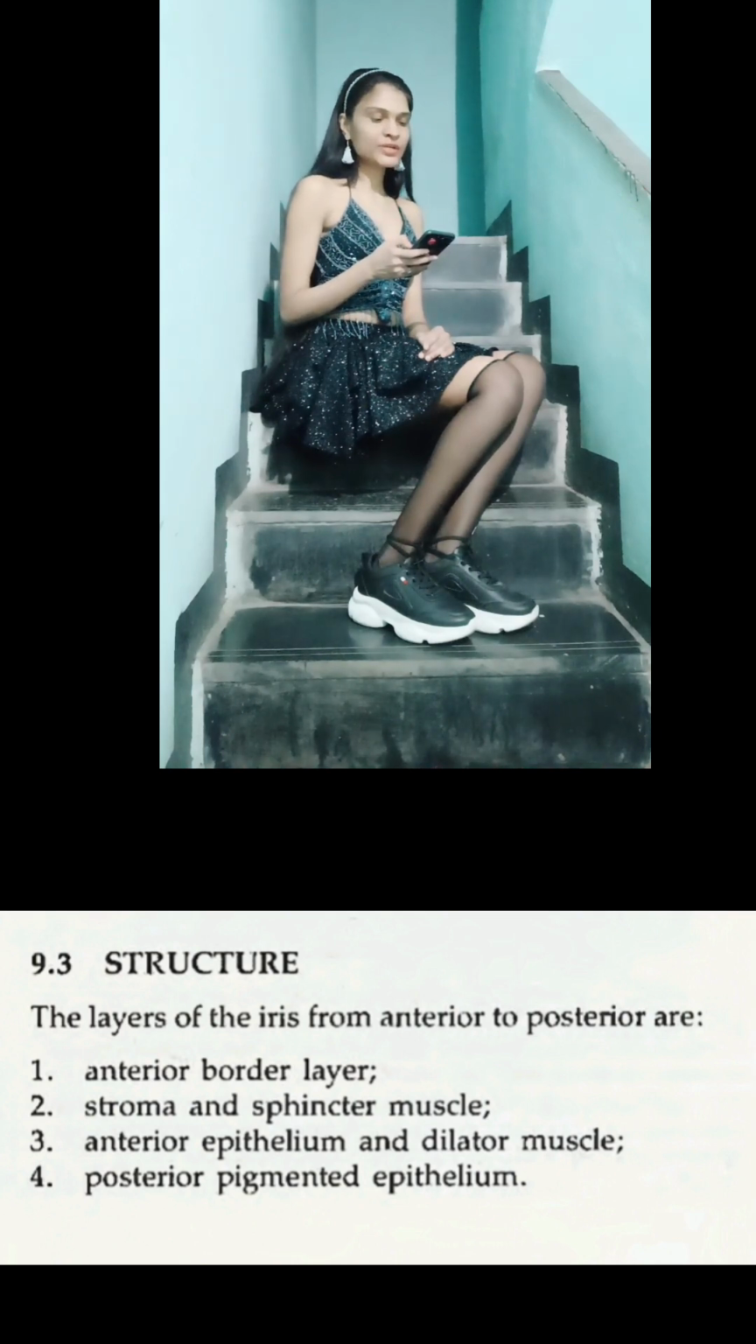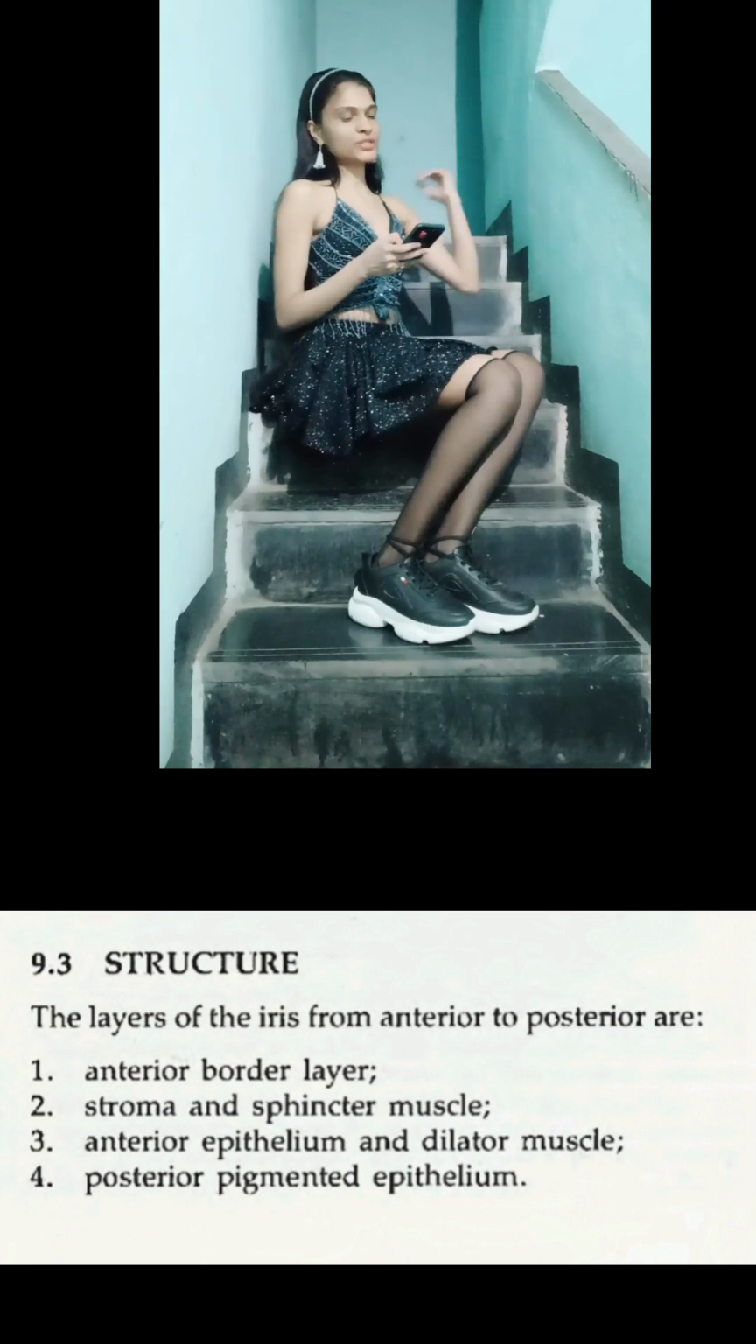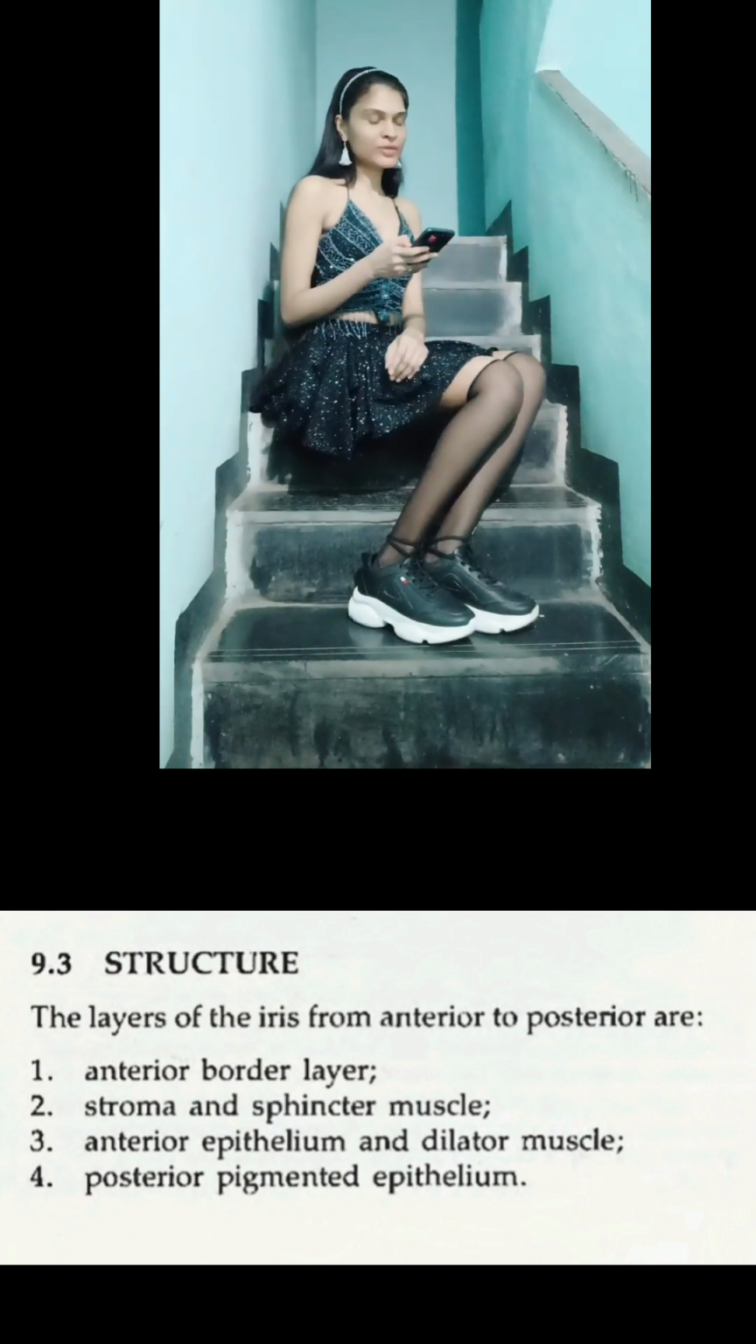So, there are 4 layers of the iris: first, anterior border layer; second, stroma and sphincter muscle; third, anterior epithelium and dilator muscle; and fourth, posterior pigmented epithelium. This is the microscopic structure of the iris, and it shows the 4 layers.